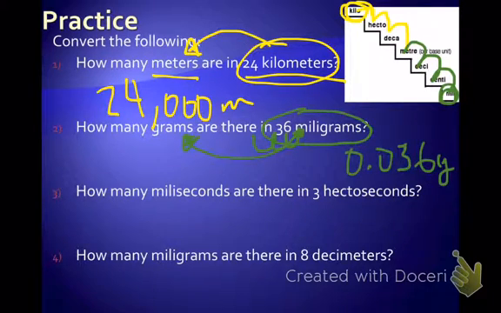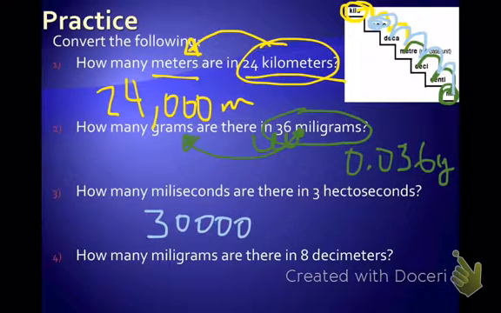The next one is how many milliseconds are there in 3 hectoseconds? Now this is a weird conversion that you're probably never ever going to do, but we're starting here in hecto, and we're going down to milli. So that's 1, 2, 3, 4, 5. So I'm going to do 3 followed by 5 zeros: 1, 2, 3, 4, 5. And I can drop my commas in there. So now that's milliseconds. It's my final unit there.